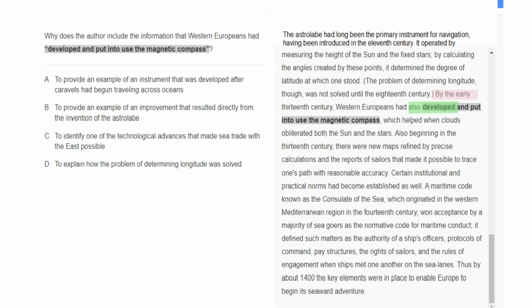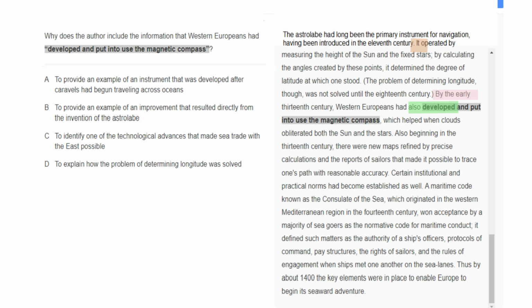Since the sentence has "also," we can infer that the previous sentence must be talking about some other development than the magnetic compass. Since the preceding sentence begins with a pronoun, "it," we should read the sentence before that to find the antecedent, which is this. "The astrolabe had long been the primary instrument for navigation, having been introduced in the 11th century." So the development before the magnetic compass is the astrolabe.